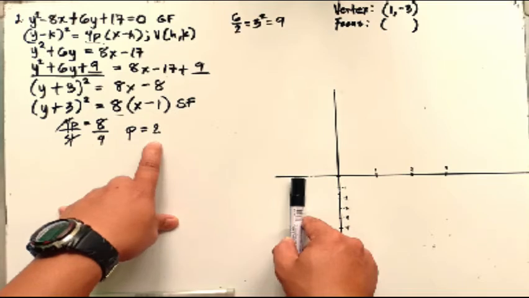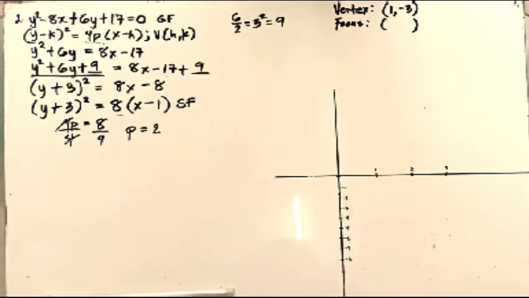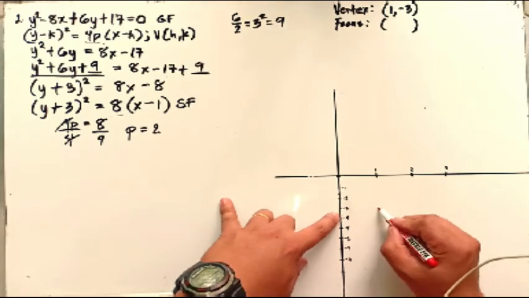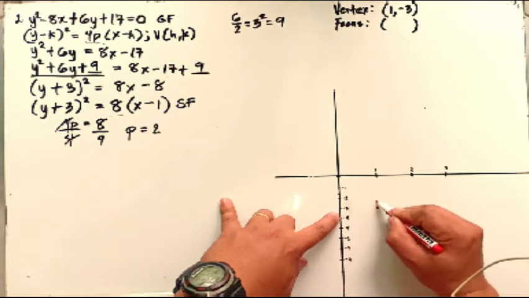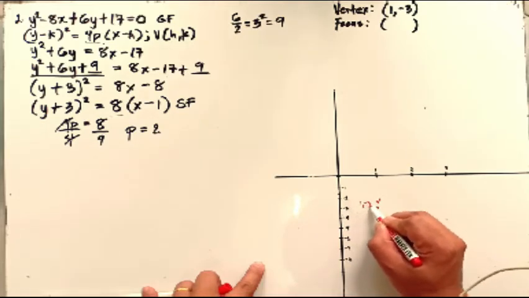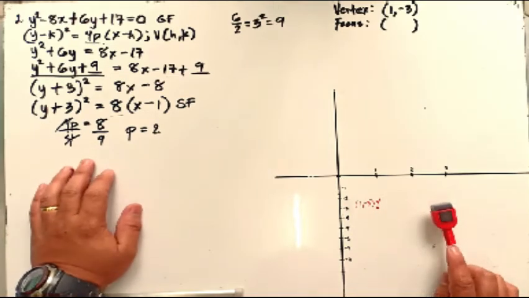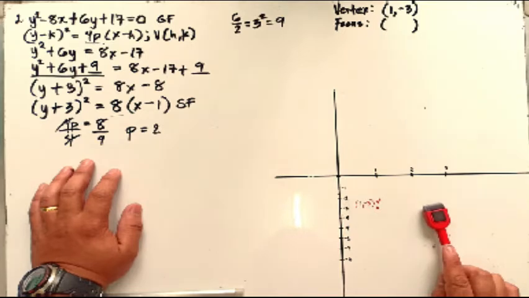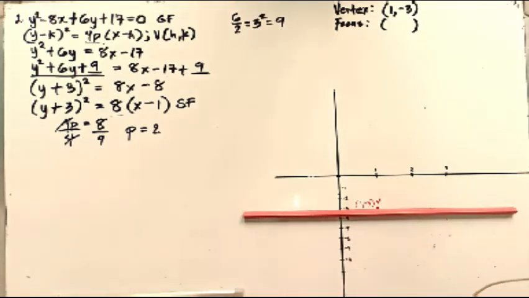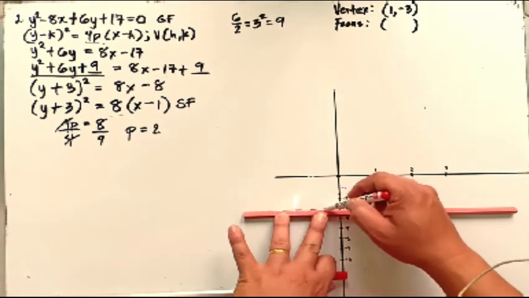For you to get the focus, let's graph initially the parabola. First is to sketch where the vertex is. So at point (1, negative 3). So this would be the vertex at (1, negative 3). Next, as I've said, your axis of symmetry is the line parallel to your x-axis. So this is your axis of symmetry.